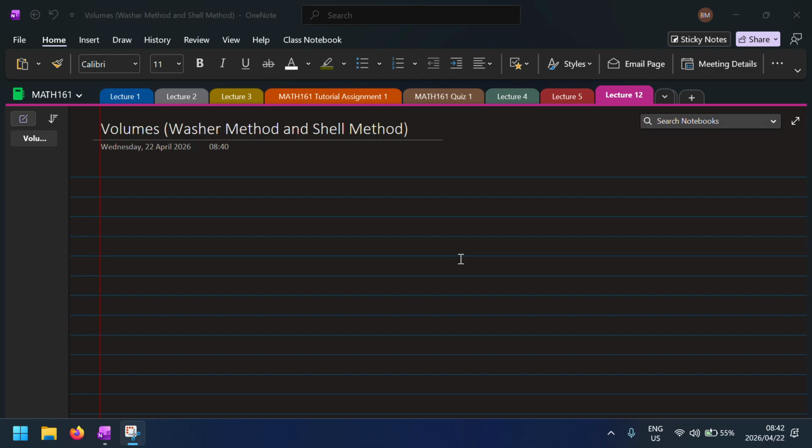Remember for the test, if there's two ways to do something, you get the marks for both. So in the class test coming up, if I give you a problem where you can do it using the washer method and the shell method, again, I'm not telling you which one to use. You can do one method, get the marks. Do another method, get the marks for that as well. So that will come up for the volumes part for class test 2. Any questions on that?